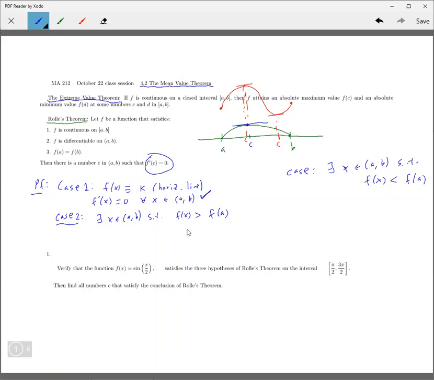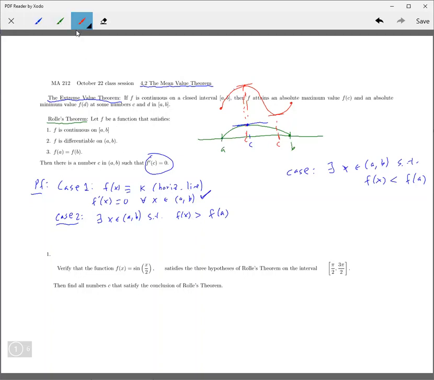So you either have that, or maybe even both. In this red case, you have both. There's values over here that are greater, and then there's values over here that are less. The green one, it's only this one right here. There's values that are greater than f of a. All the values are greater than f of a except f of b.